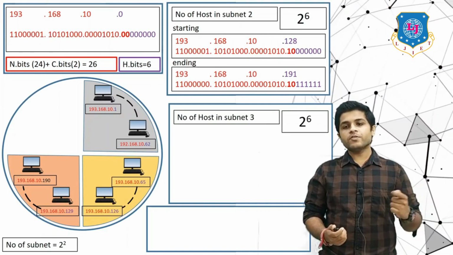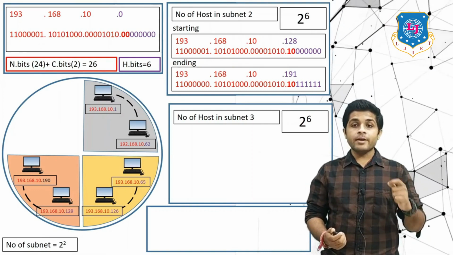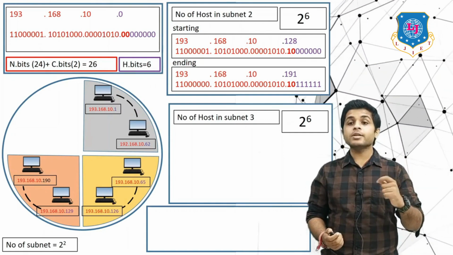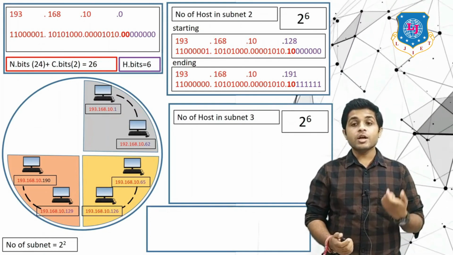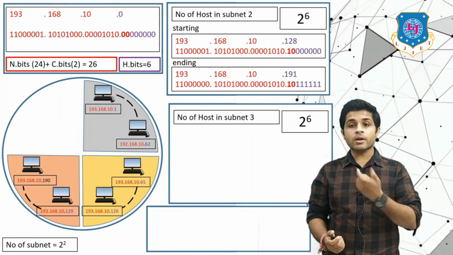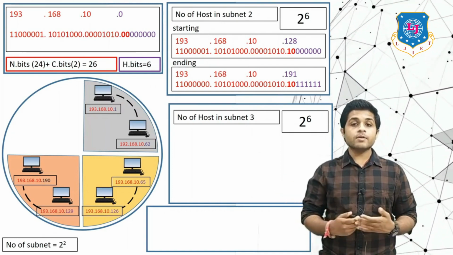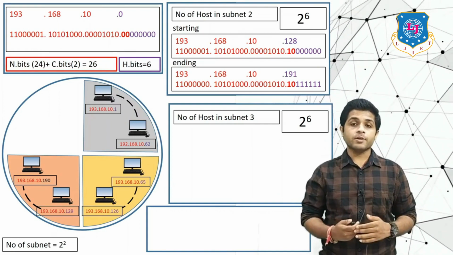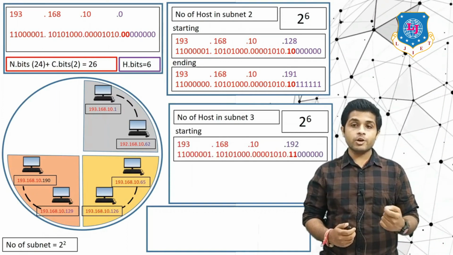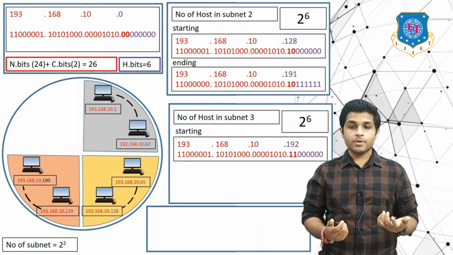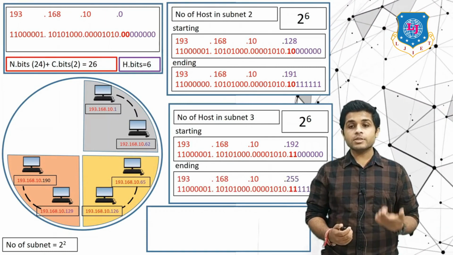Now can you tell me what will be the first address in the subnet 3? If you add 1 to the last address in the subnet 2, you will get the first address in the subnet 3. Or you can change the value of the converted bits to 11 and set all the host bits to 0, and you can also get the first address in the subnet 3. So this is the first address in the subnet 3, which is 193.168.10.192, right? And what will be the last IP address? It will be 193.168.10.255.